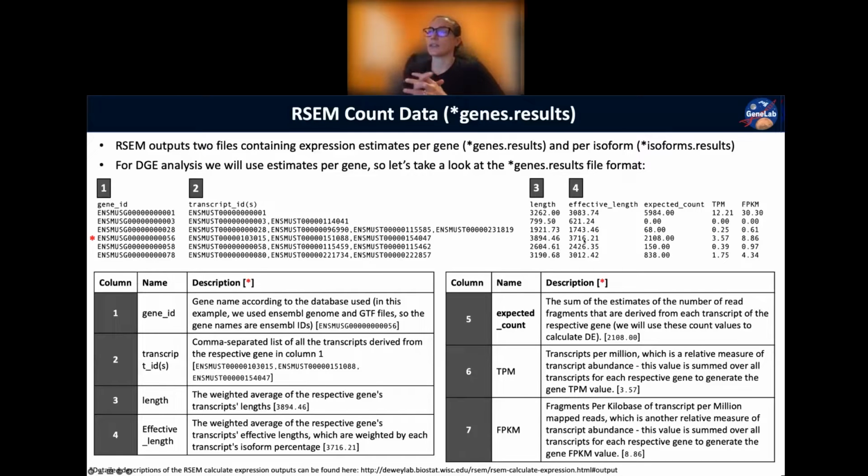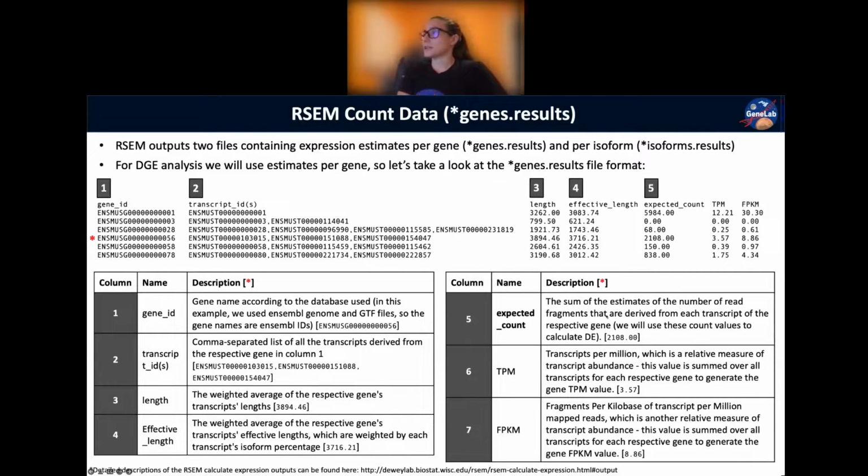The effective length is going to be the weighted average of the respective gene's transcripts' effective lengths, which are weighted by each transcript's isoform percentage. So this will actually take the information about the expression of that transcript from your data, and depending on the level of expression of each of the transcripts for a particular gene, it'll modify the length of the gene relative to the percent expressed for each isoform, because of course those isoforms are going to have different lengths.